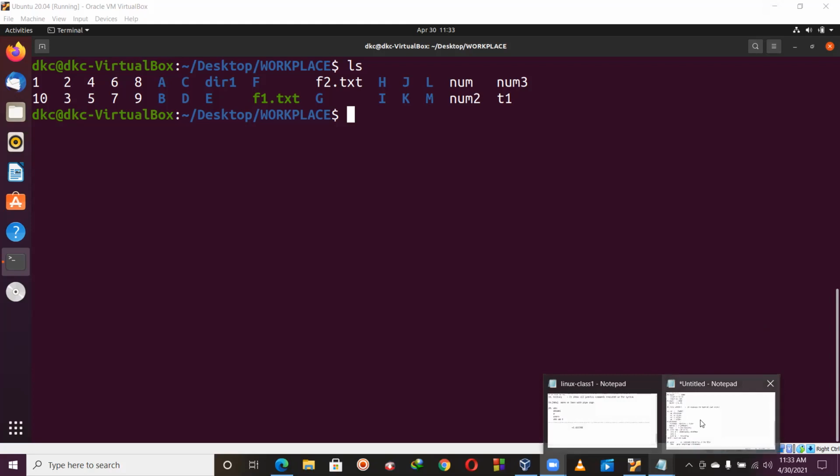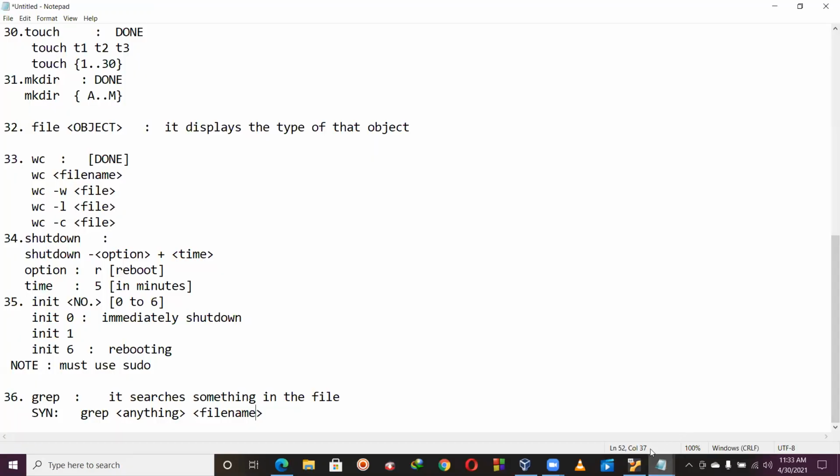Grep, the grep command. For all of you, first understand what grep is and for which purpose you should use it. Searching purpose: searching some character information, something in a file. What is the syntax? Very simple: grep, what you want to search, and in which file. Just mention that file.